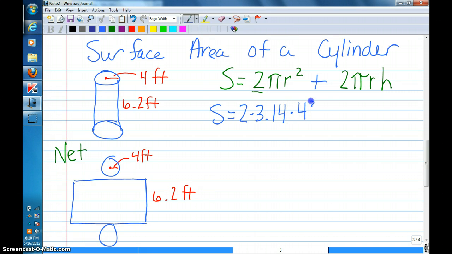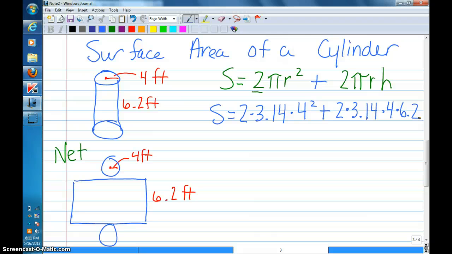4 squared plus 2 times pi again, 3.14. The radius of the circle is 4. Now look, the height of the prism is 6.2. So again, it's just using the formula for this. You can go ahead and type this all in your calculator to see what you get here.